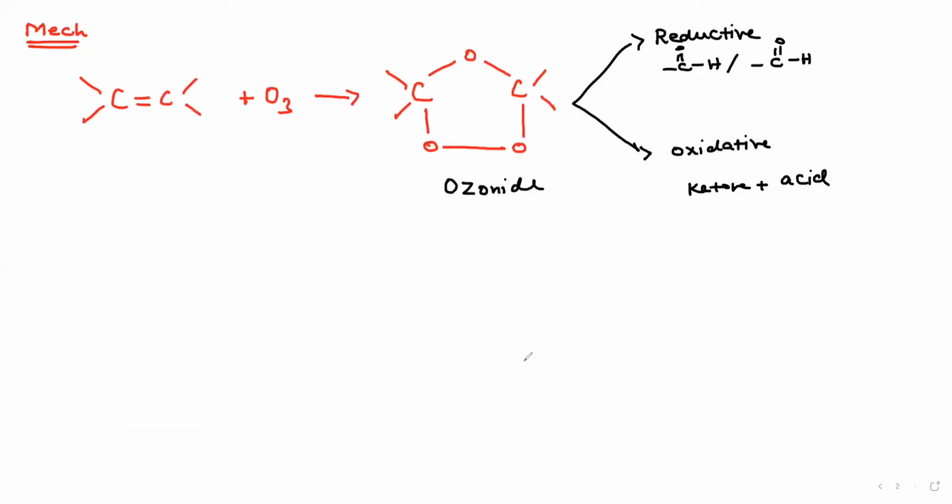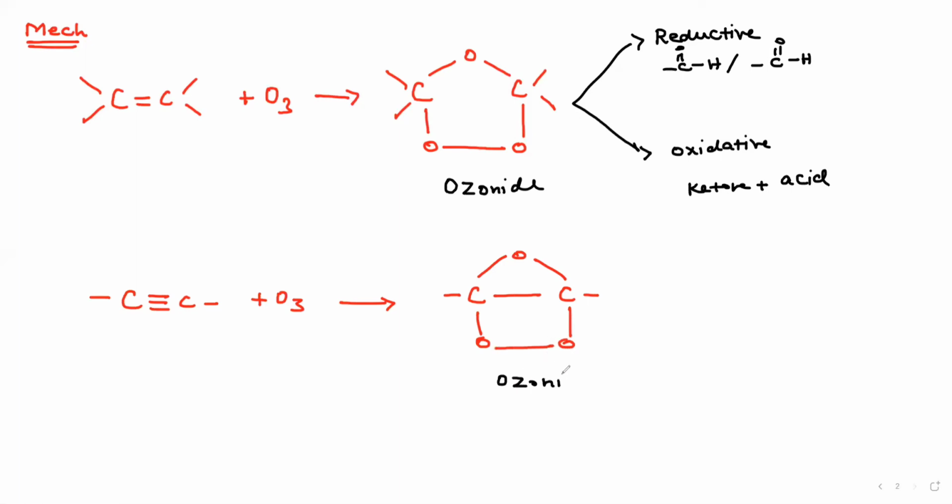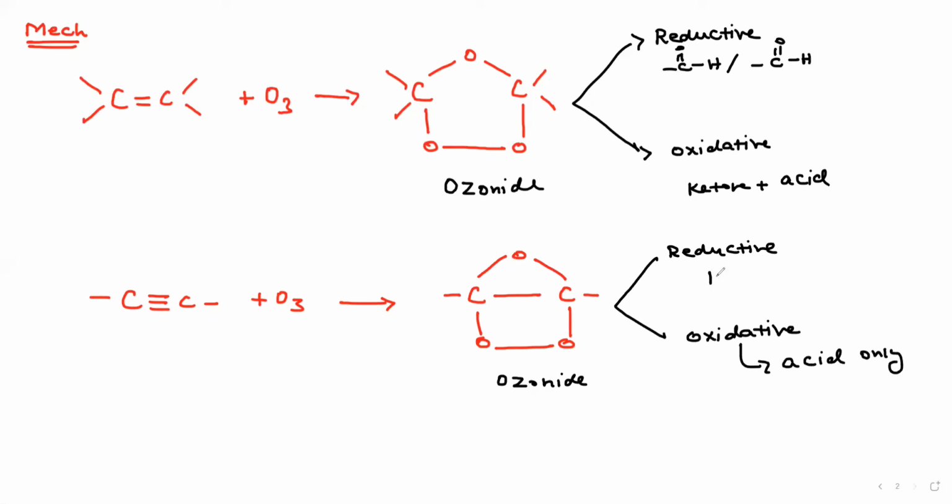This is the alkene system. Now the triple bond system: carbon triple bond carbon. Now I add O3. It is almost the same. In a double bond, the double bond never breaks fully, but in a triple bond, the pi bond breaks and one bond remains. This is the ozonide in case of a triple bond system. This is the reductive cleavage. In the oxidative cleavage, in case of triple bond, we get acid only. In the reductive case, we get ketone plus aldehyde, based on the system. These are two very important things. Please note this is the mechanism.